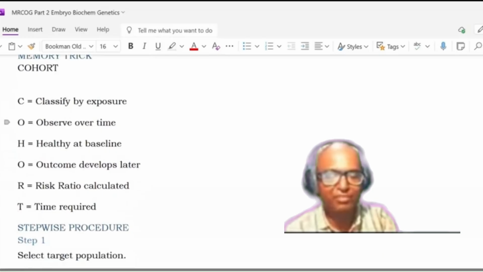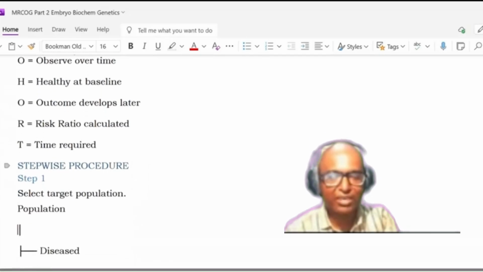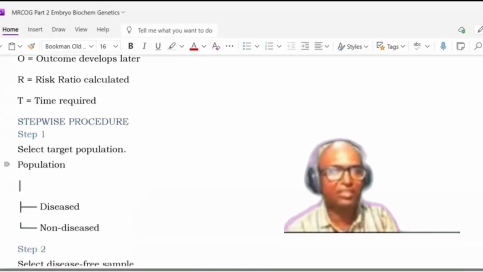But remember, you begin with the exposure here and disease-free individuals, and you look for the outcome. You get the incidence and you get the relative risk. These are the things which you get.